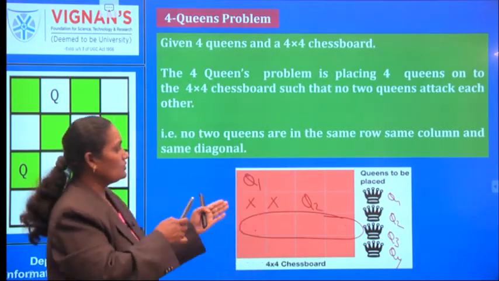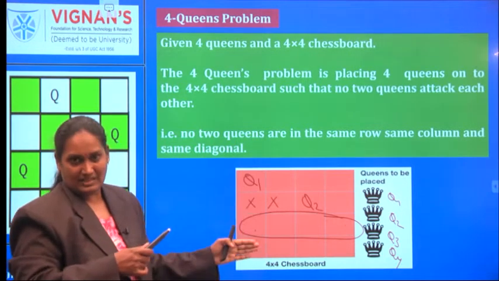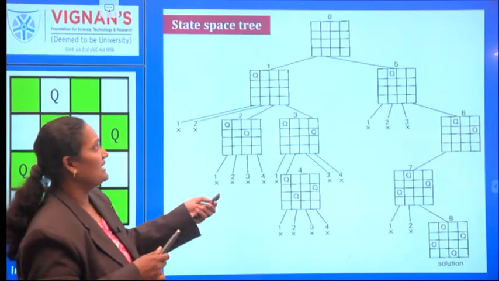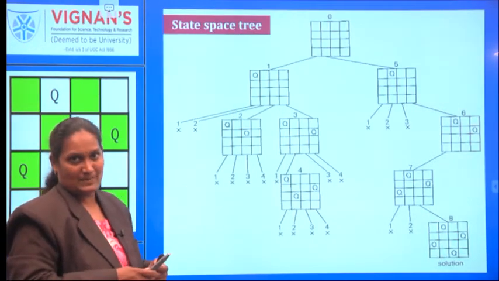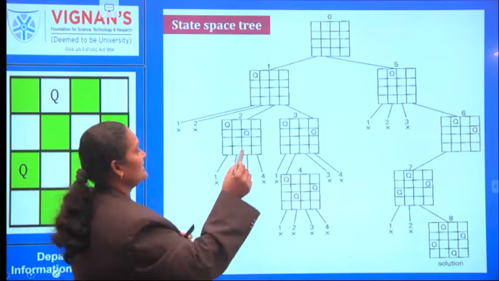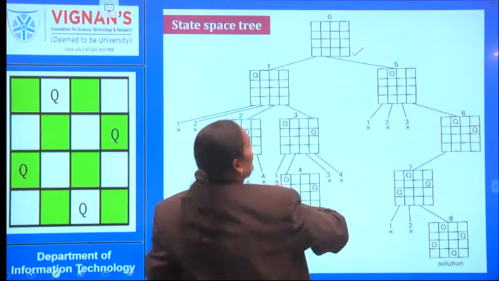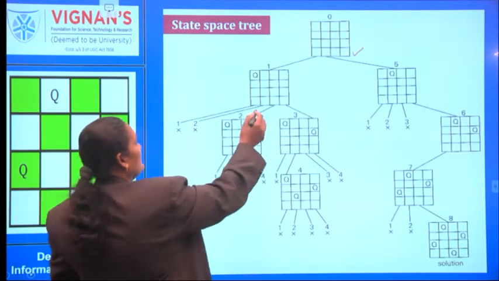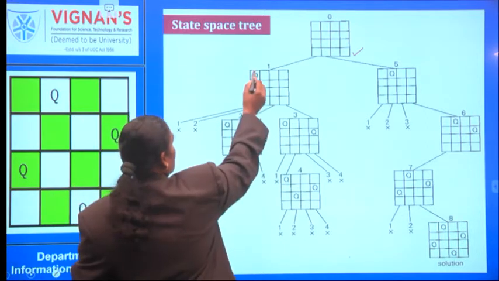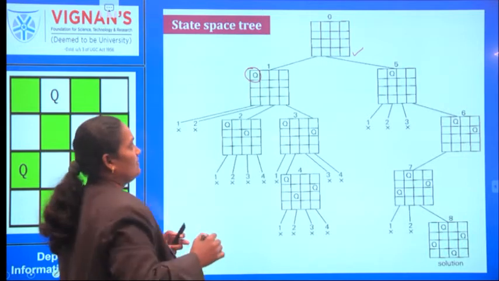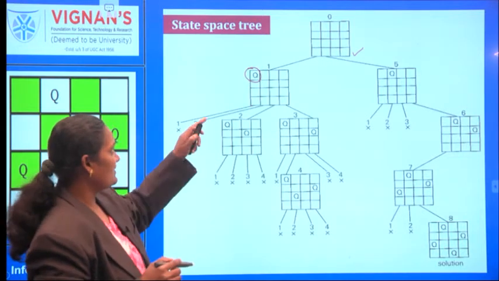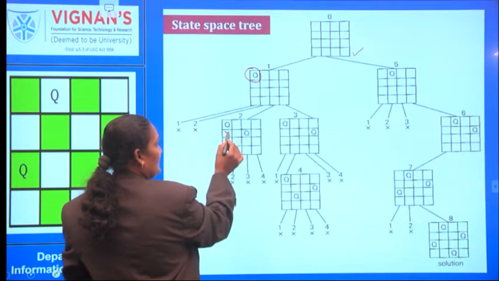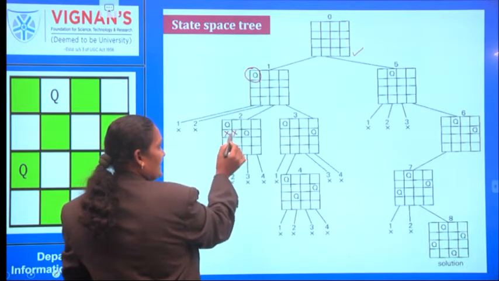Now, how the entire placing of all the queens onto the chessboard using the backtracking process works can be explained using this state space tree. Let us see the state space tree. Initially, we start with an empty chessboard. Now, the first possible position for the first queen is the 1-1 position. I placed the first queen there. Later, I find the first queen cannot be placed here.